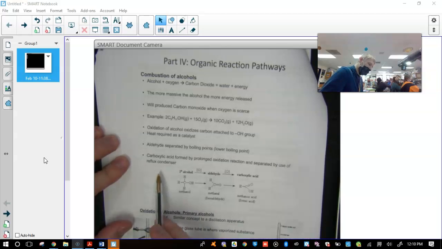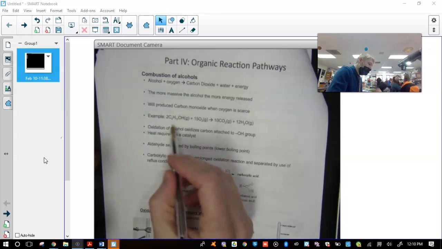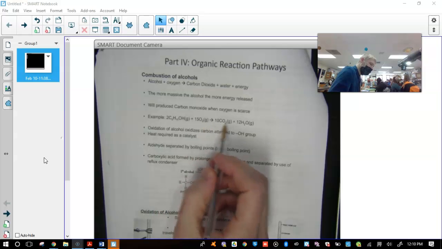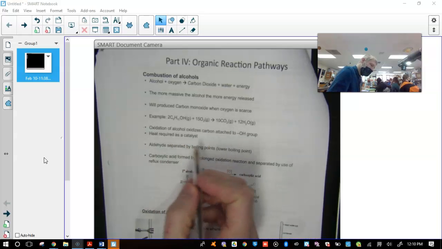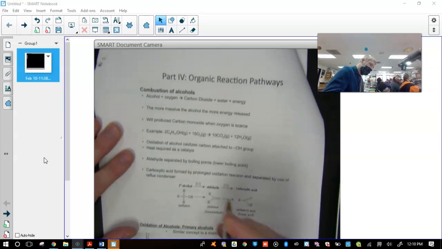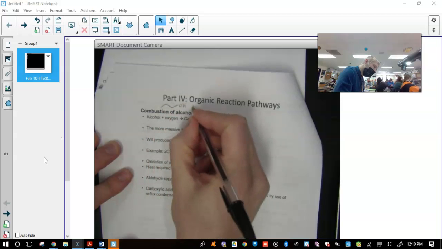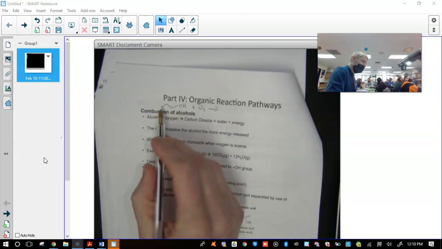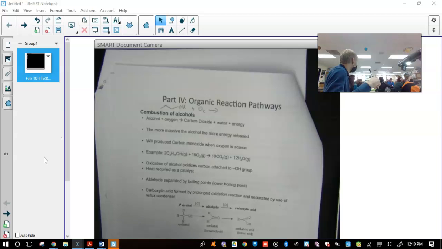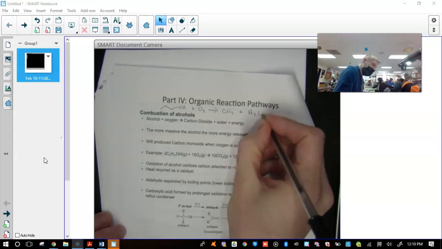What do we have here? Here's an example. This is pentanol. Pentanol and oxygen react to form CO2 and water. All right, let's do an example problem of this. What is this going to produce? We've got 1, 2, 3 carbons. It always produces what 2 molecules? Carbon dioxide and water. We're doing complete combustion.